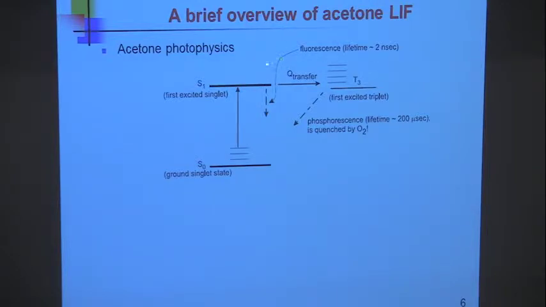You can fluoresce, which is good, that's the signal, and the lifetime for that is about 2 nanoseconds. And the inverse of 2 nanoseconds is the A coefficient. So if that had been 1 nanosecond, that would mean that the A coefficient is 10 to the 9th. That's good. Big A. It's good. The enemy is Q. What is Q?